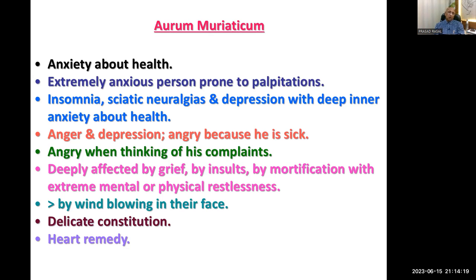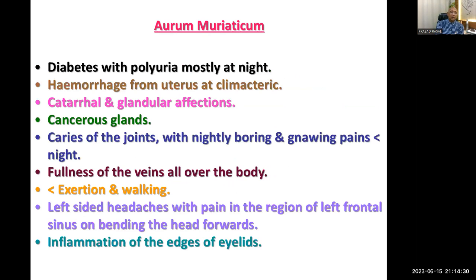This is the Aurum muriaticum picture: ameliorated by wind blowing on the face, delicate constitution, specifically a very heart-specific remedy. These are the pathologies you can commonly find with Aurum muriaticum. Diabetes with polyuria, mostly at night, hemorrhage from the uterus, catarrhal and glandular affections, cancerous glands. See, the miasm is more cancerous, psychosyphilitic. Caries of the joints with nightly boring and gnawing pains aggravated at night, or fullness of the veins all over the body, aggravated by exertion in walking. Left-sided headaches with the pain in the region of the left frontal sinus on bending the head forward.